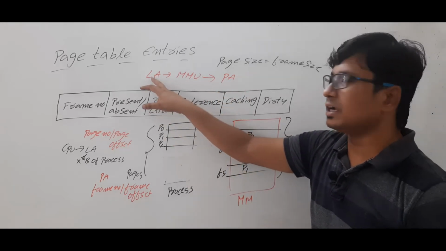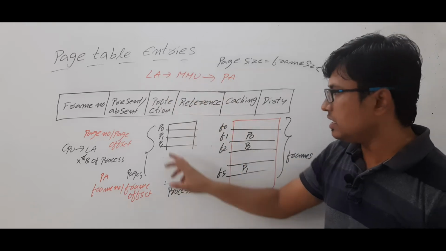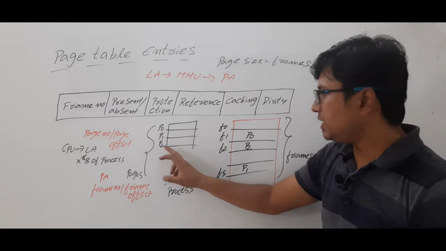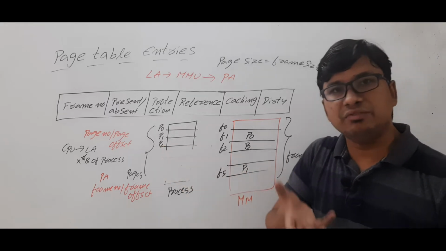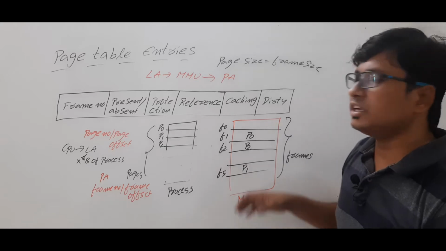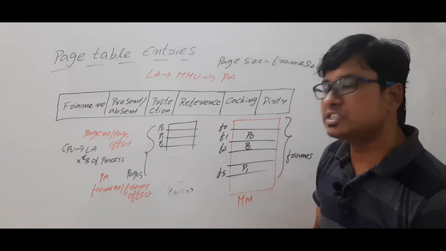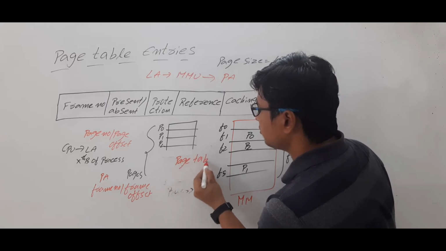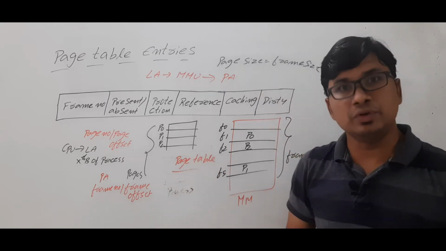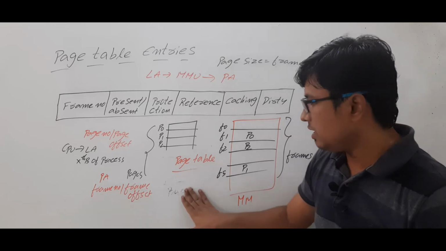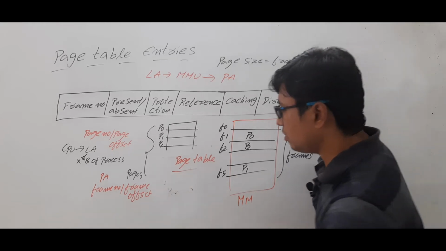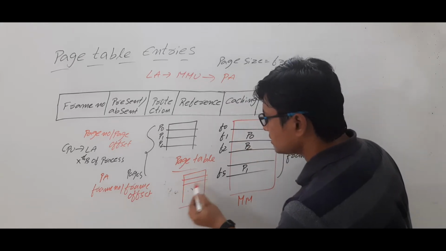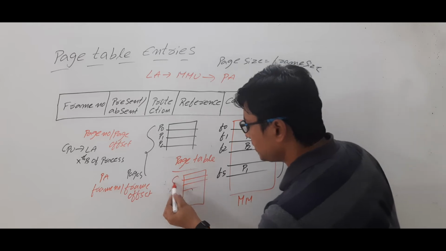Now if it wants to convert the logical address to physical address, it should know in which frame page number 0 is there, in which frame page number 2 is there. So somewhere the information should be there. So that information will be there in the page table. Okay, we will have a page table for each process, meaning that each process will have its own page table.